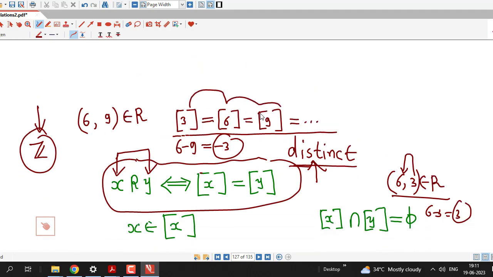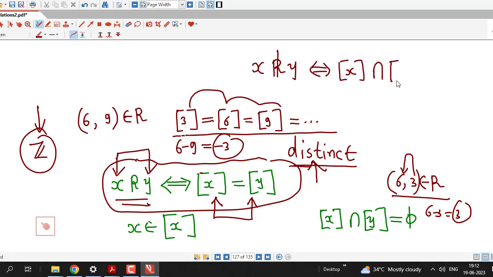And for that we are using this property: if two elements are related to each other, then the equivalence classes generated by them are always equal, and if two elements are not related to each other, then the equivalence classes generated by those two elements are disjoint, that is, they will have no element in common.